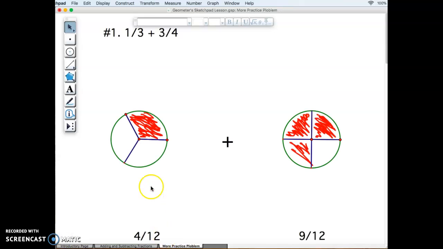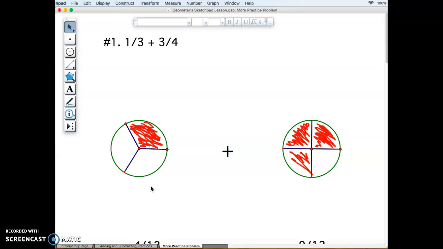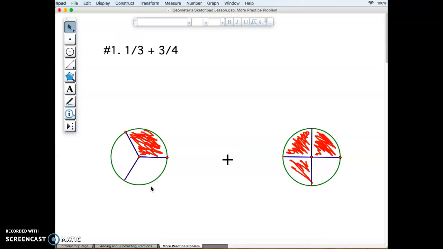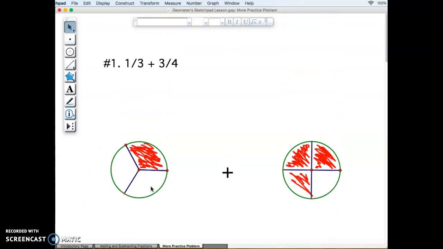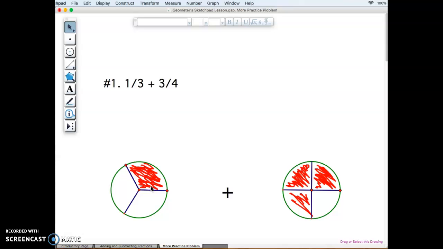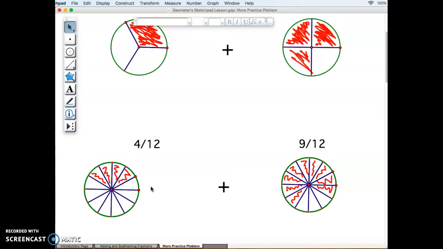So now I want to go into more practice. The first one we have here is 1/3 plus 3/4. Again, we need to change the denominators because they need to be equal in order for us to solve these problems. So what do we get? Again, the least common denominator is 12. So we'll get 4/12 plus 9/12. So what does that equal? Well, 4 plus 9 is 13.